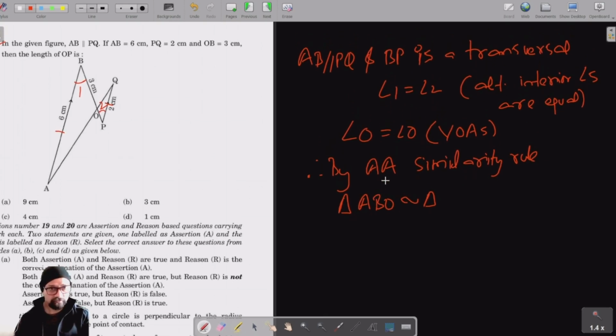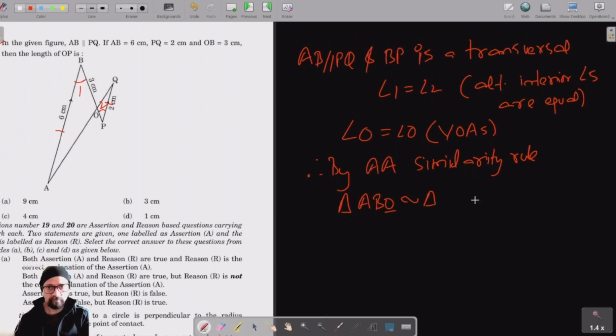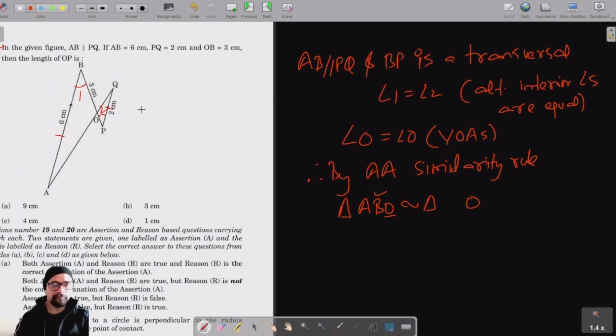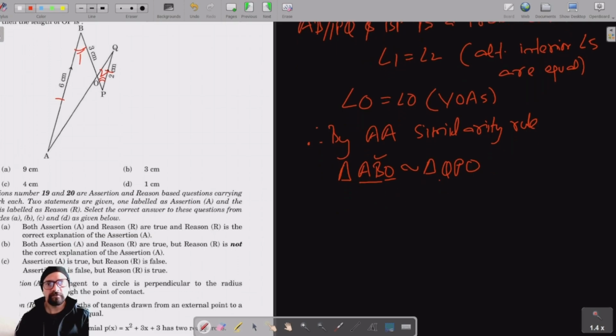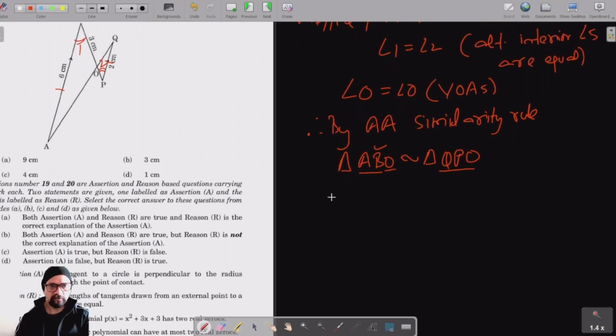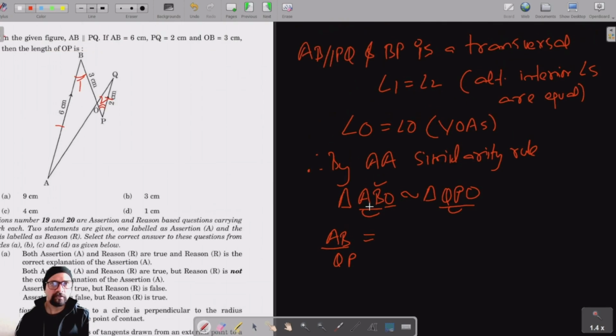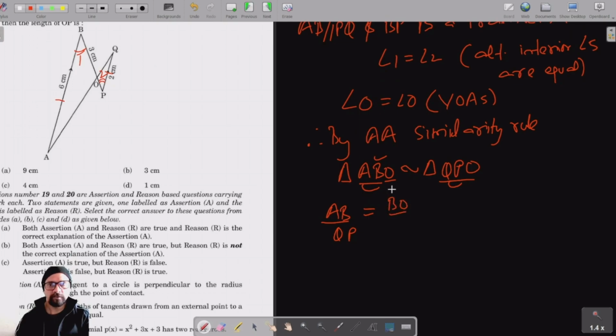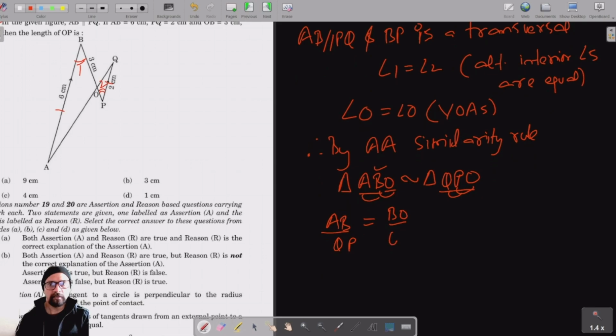So ABO, let's write it in the symbolic form. Angle O is equal to angle O, and angle B is equal to angle P, so it's triangle ABO similar to triangle QPO. Once these triangles are similar, that means the sides are in proportion. We can write AB upon QP is equal to BO upon PO, or we can write it as OP.